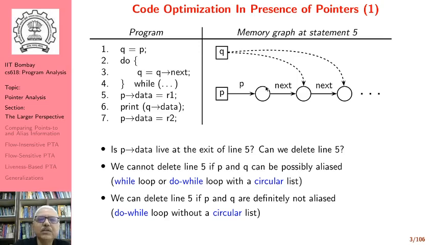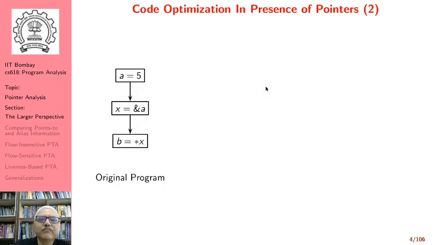This brings out the importance of figuring out information about pointers. Here is another example of code optimization in presence of pointers.